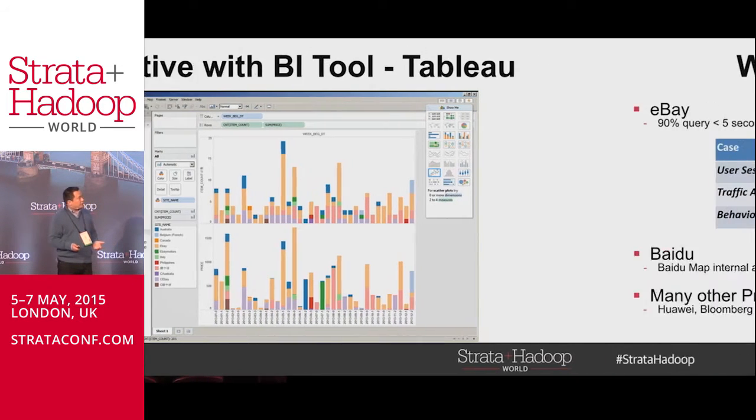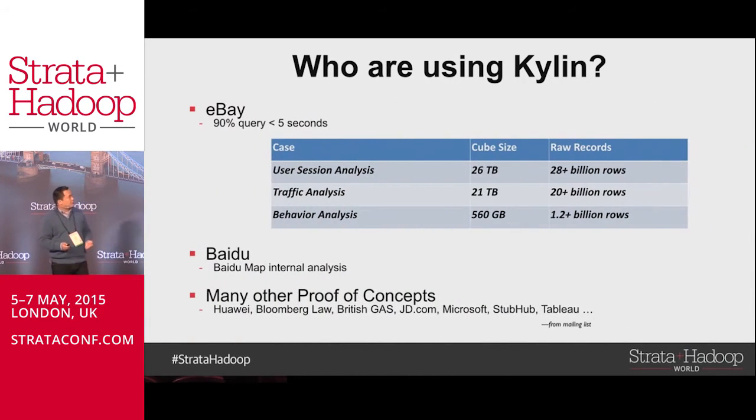Now, for the last part, I will introduce a little bit about who is using Kylin now. Certainly eBay. We deploy it as a production system, and you can see we have a very big case, for example user session analysis. One cube contains about 28 billion rows and generates more than 26 terabytes of data.